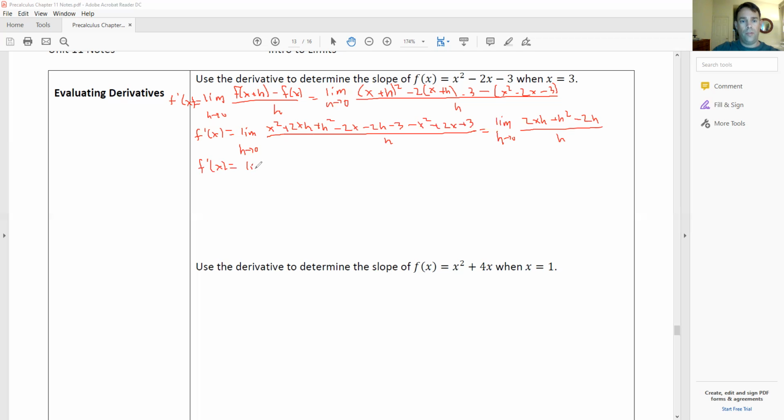When we're doing that, I'm going to go ahead and cancel out my h in the bottom here. I have 2x plus h minus 2. And when I plug 0 in, I get 2x minus 2. In other words, this is my derivative. This derivative here would allow me to evaluate the slope for any point on this curve.